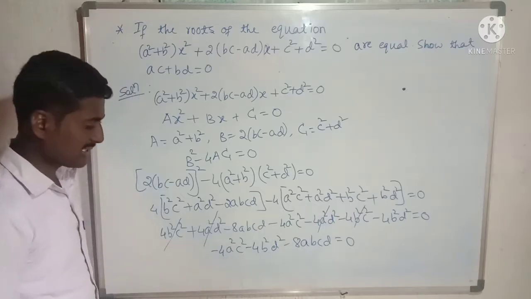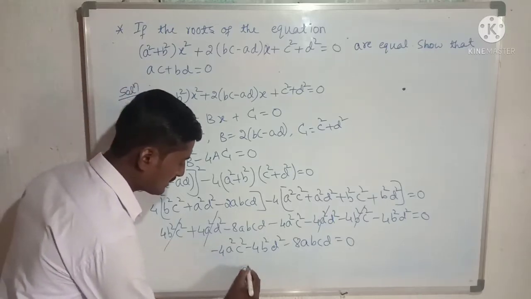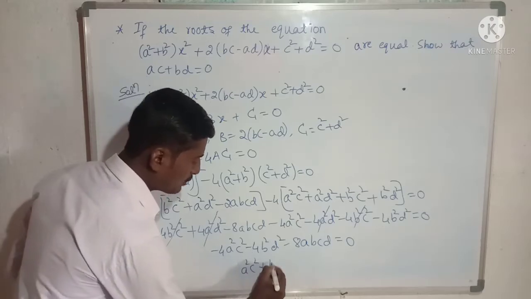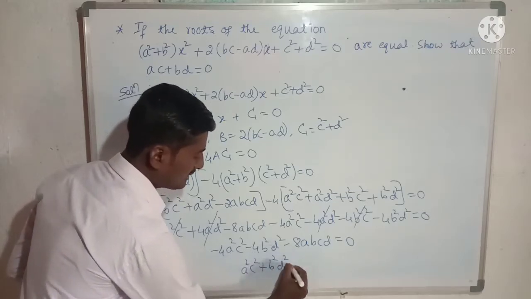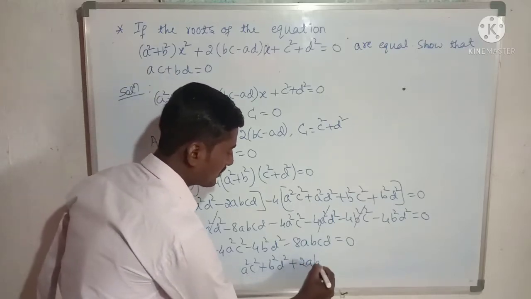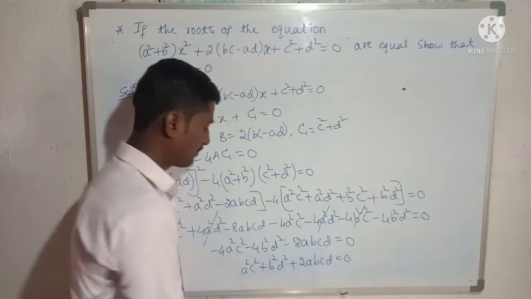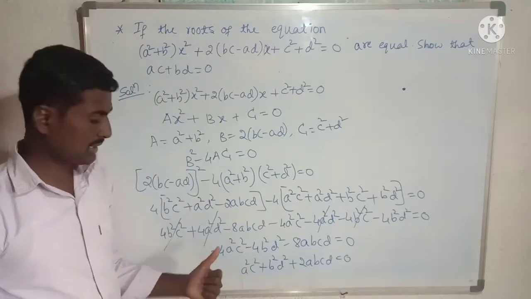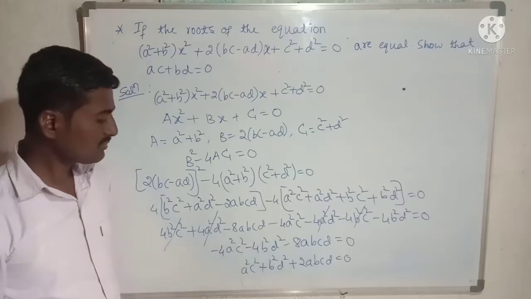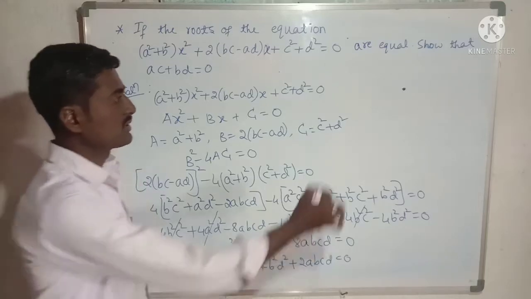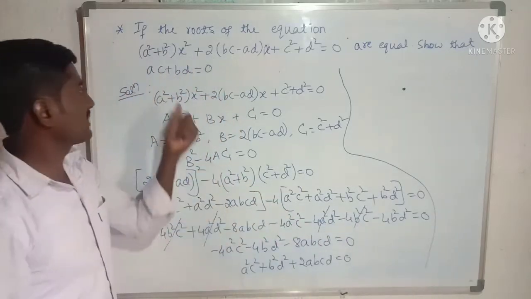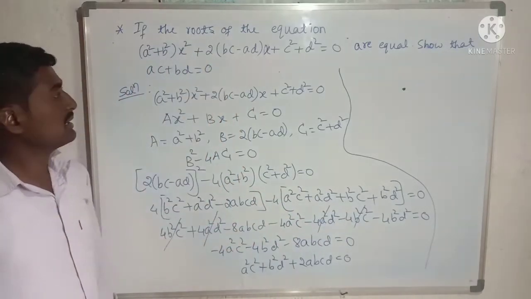What will be there in the LHS? In the LHS, a square c square, this will become plus b square d square, and this will become plus 2abcd. Okay, we get this step by taking minus 4 as common. Then after minus 4 goes to the right side, it will become 0. Up to here we got the next step. See here, I want the answer as ac plus bd equal to 0.